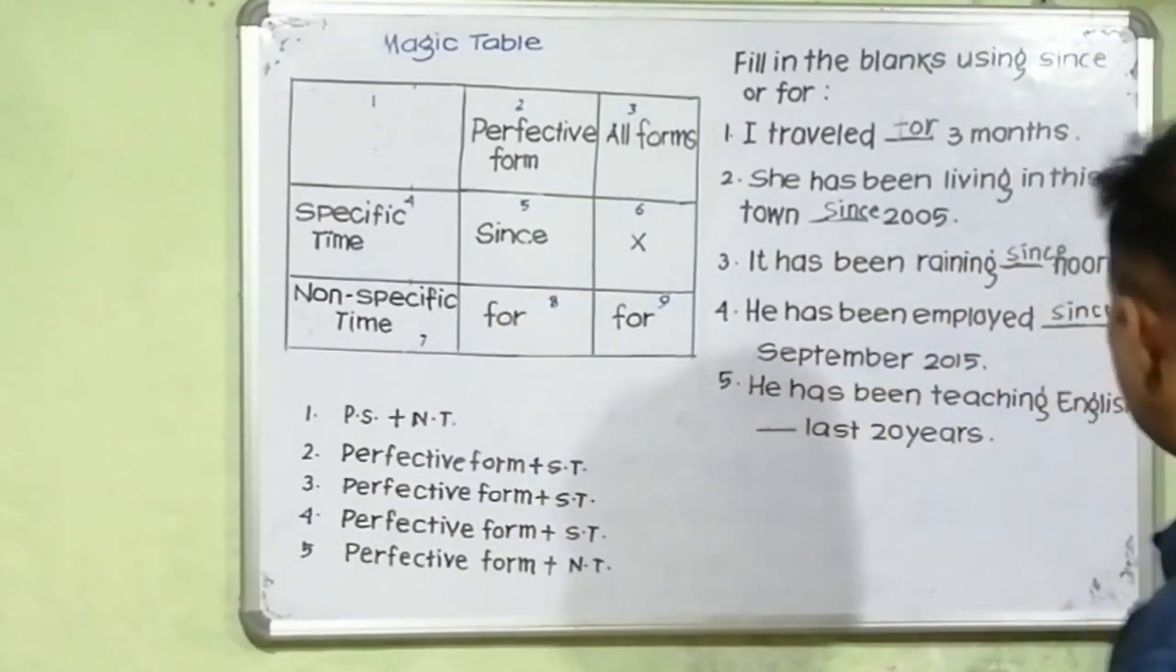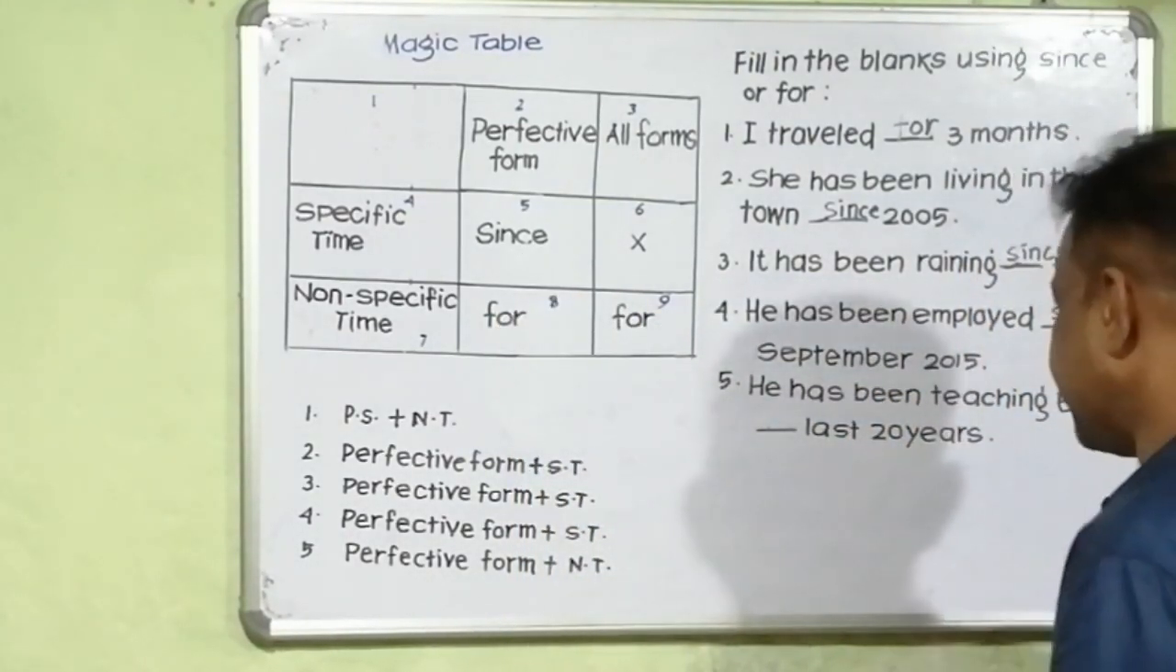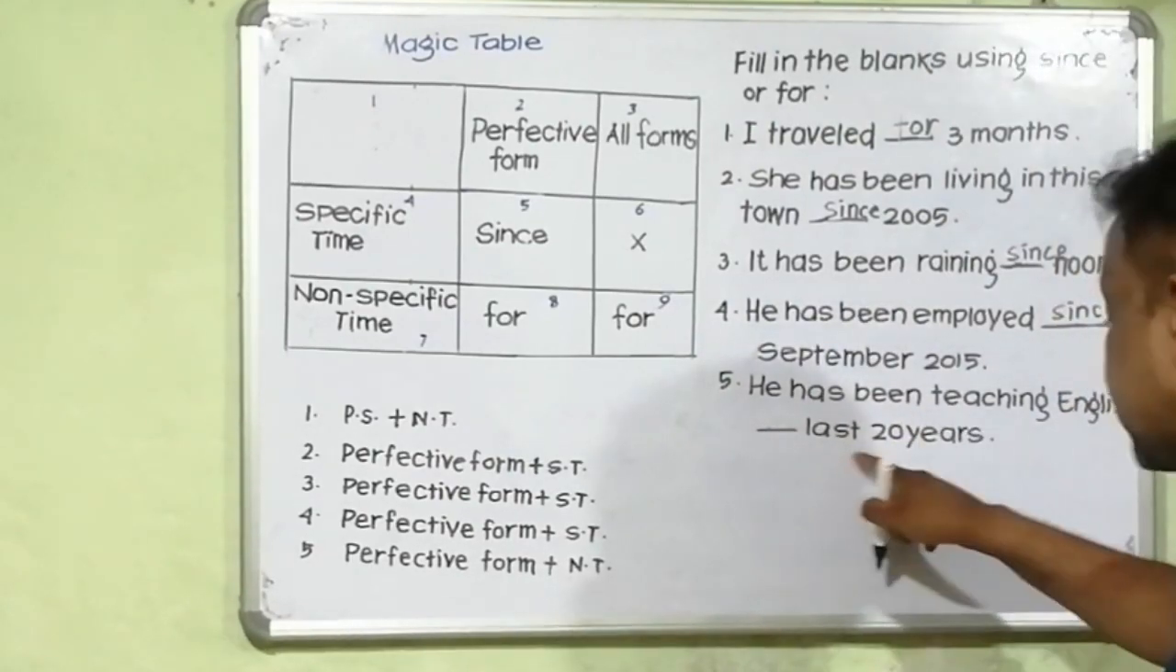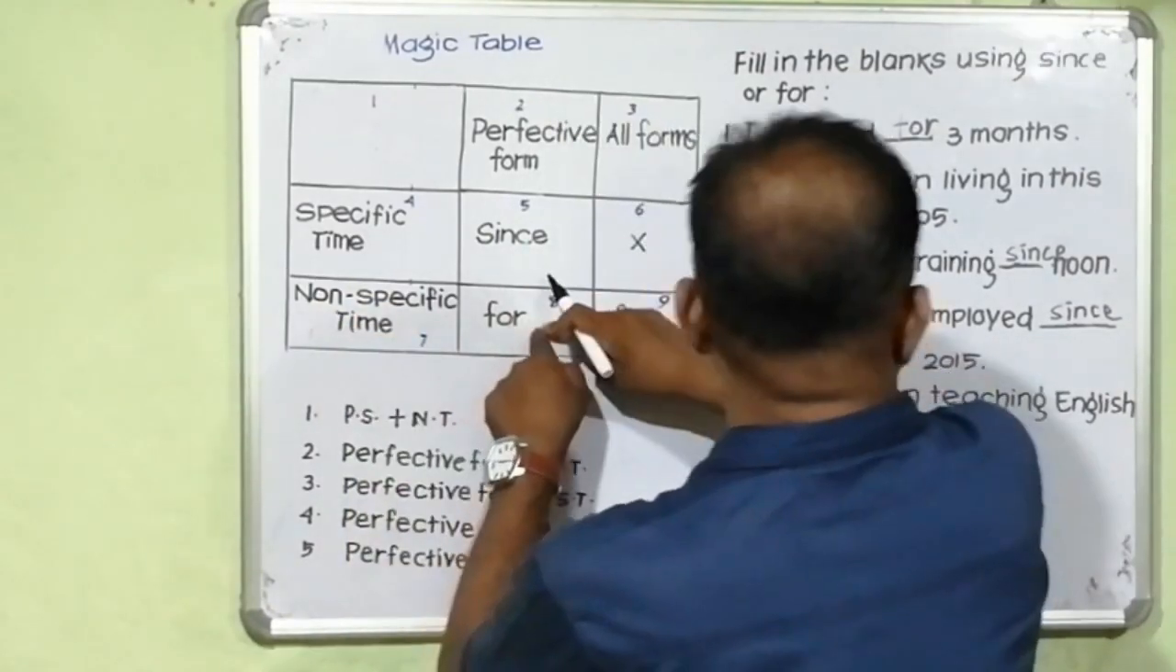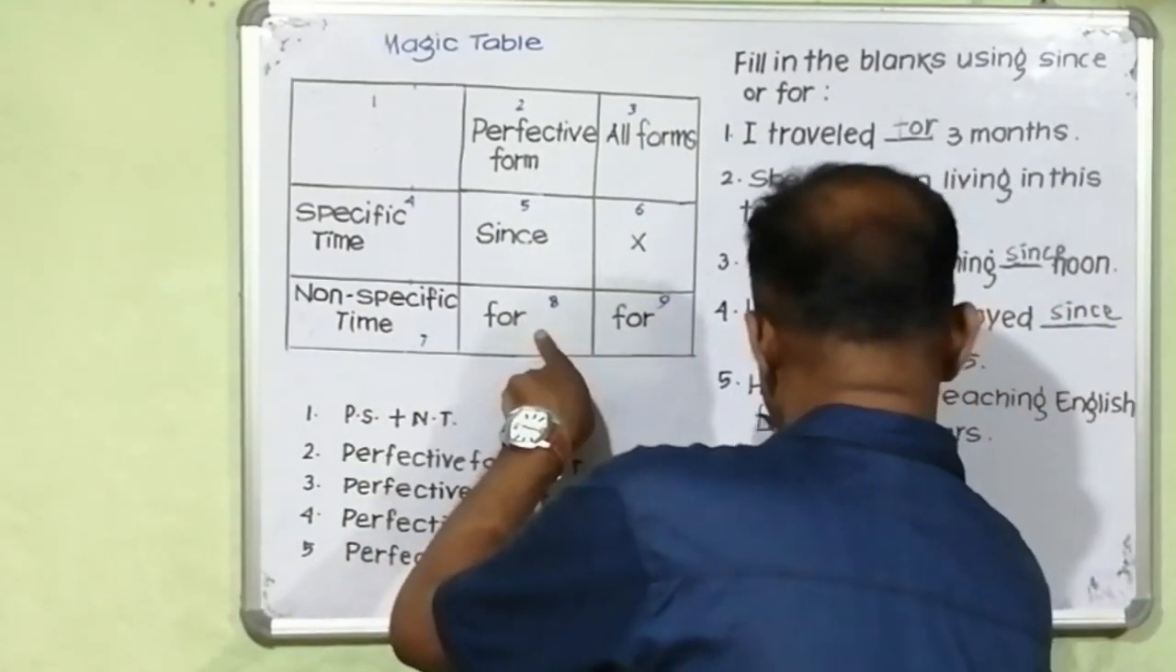Number 5. He has been teaching English for the last 20 years. It is in the perfective form but the time is non-specific time. Perfective form, non-specific time. We have to use for here.